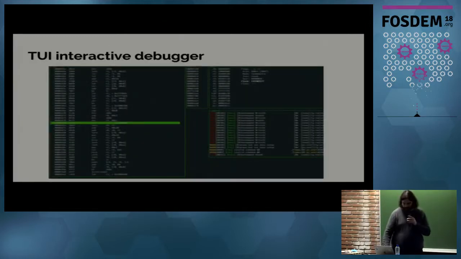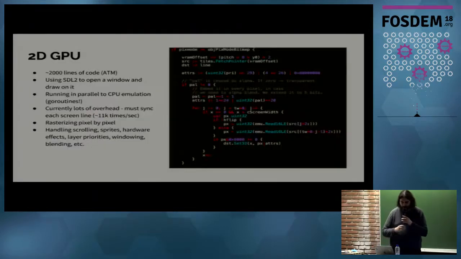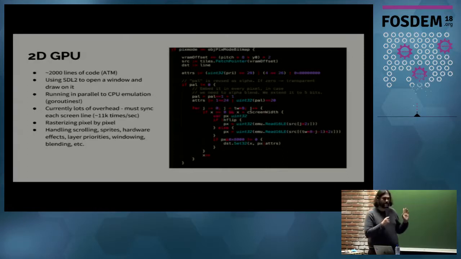I wrote a little debugger, because otherwise you don't understand what's going on. And for the GPU, it's about 2,000 lines of code. It's based on SDL, just to open the window and then draw. This is an example of a function drawing a sprite. It runs in parallel with the CPU emulation within different goroutines. It kind of works. I mean, it's not very fast, but it works.